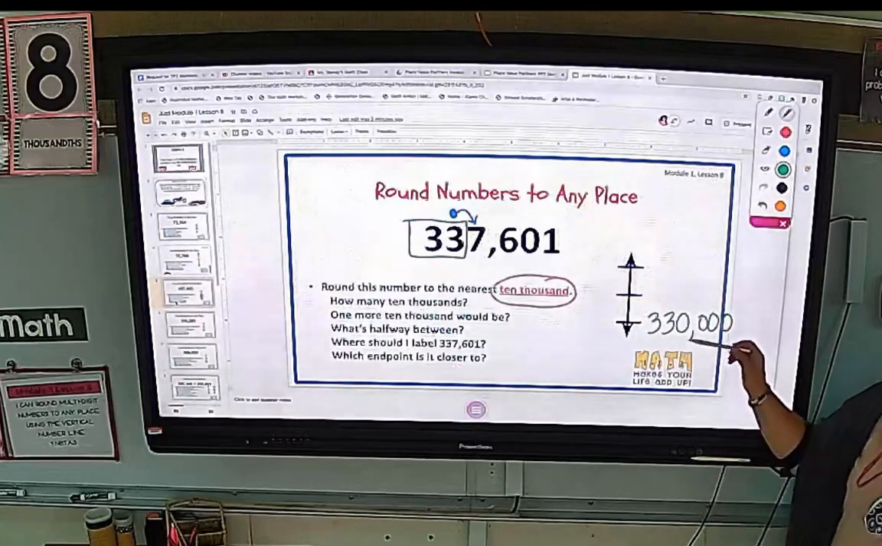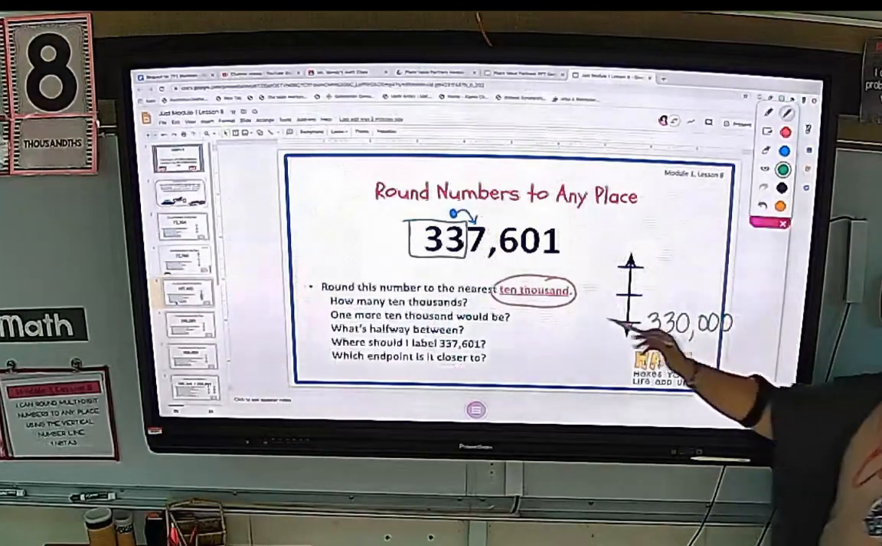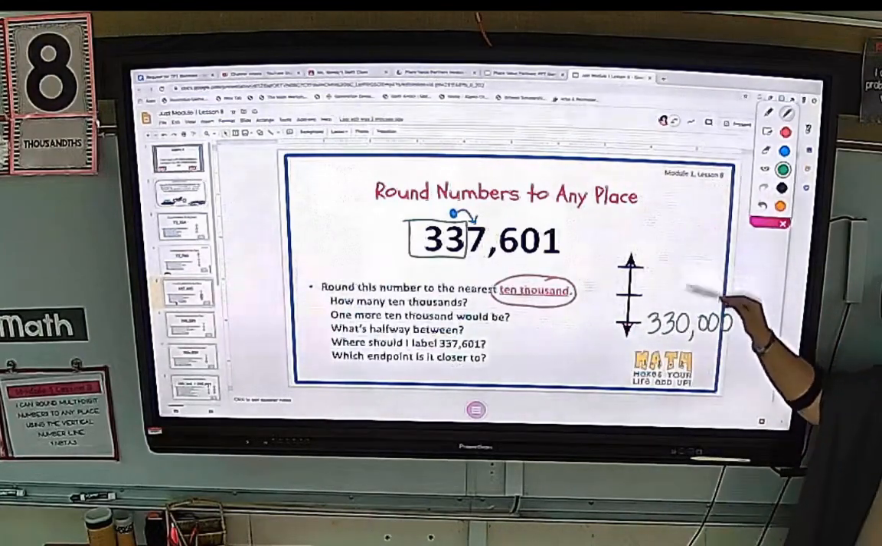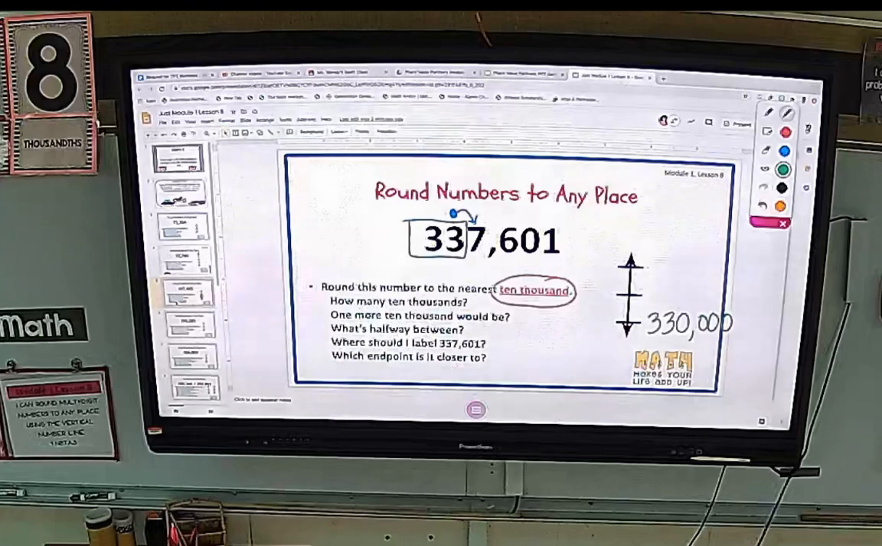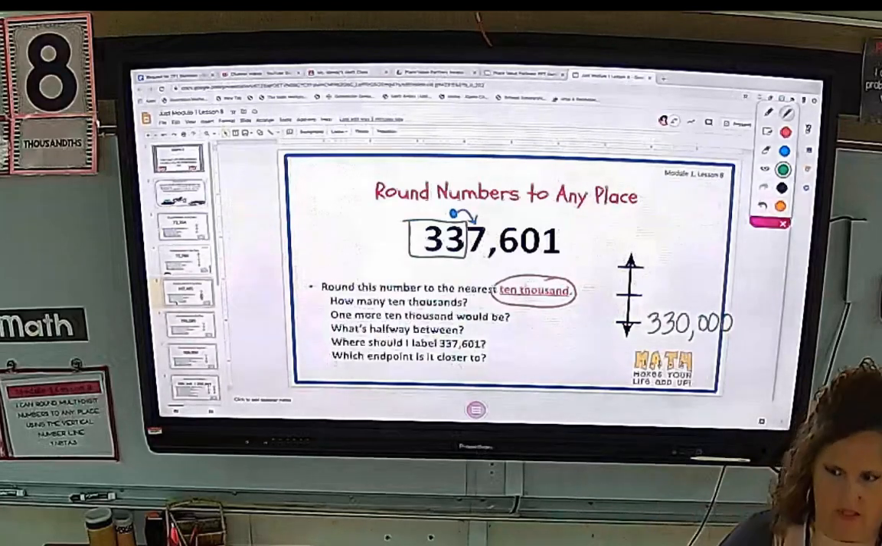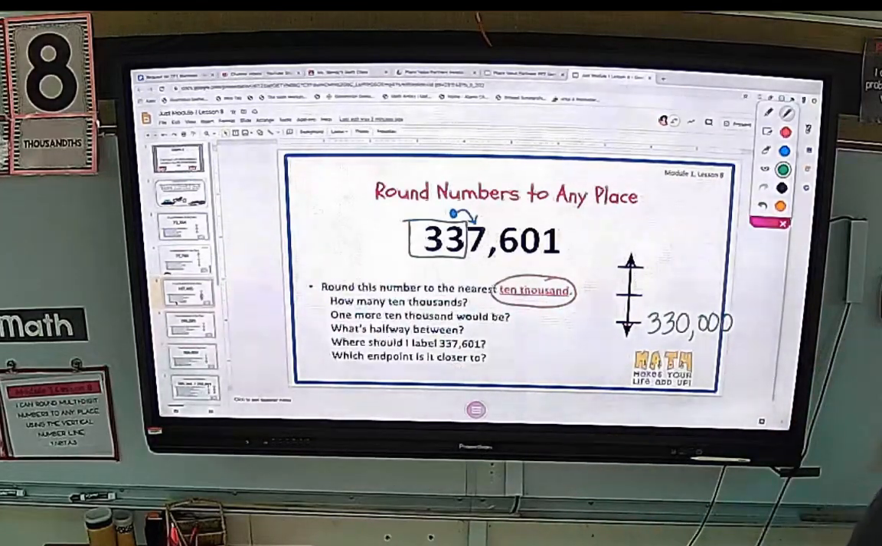Okay, so what is one more 10,000? If we're rounding to the 10,000s, we've got to figure out what's the first 10,000 and what's the next 10,000. Put that number at the top of your number line and go ahead and finish this. What would 10,000 more be? If I have 330,000, what's 10 more thousand? 340,000.